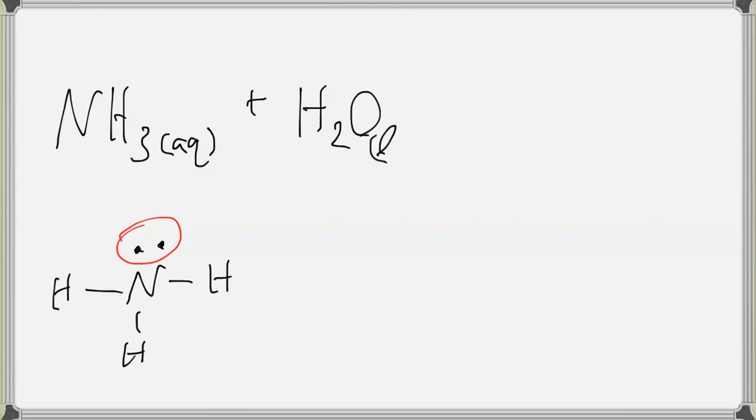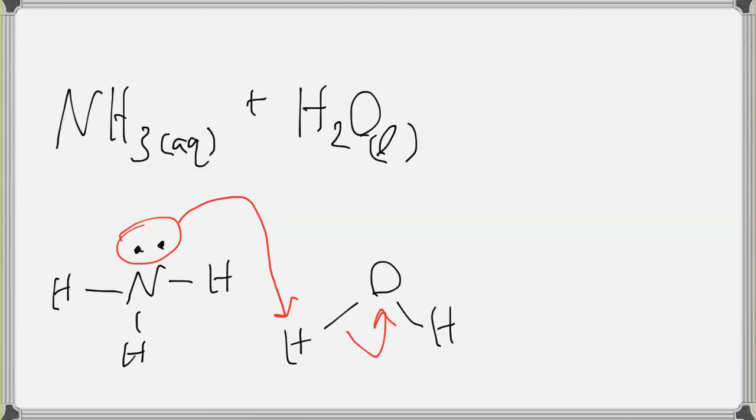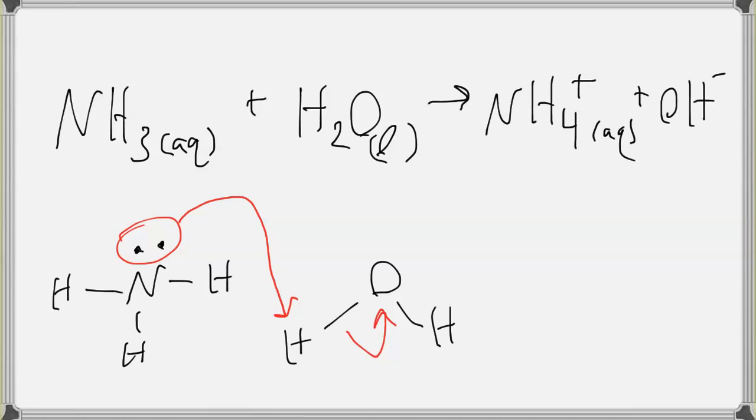So if you put this thing in water, and this is our structure of water, we just saw how water picked up a proton from HCl. Well, now it's going to donate a proton. The nitrogen from ammonia will pick that proton up, donate the electrons back to oxygen. And when this happens, what are we going to be left with? Well, we're going to make ammonium, NH4 plus, and hydroxide.